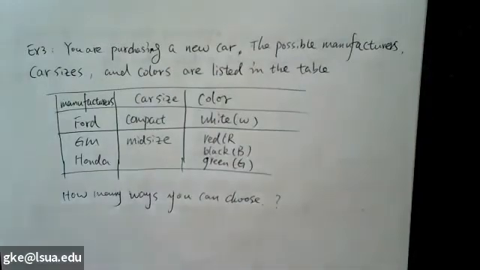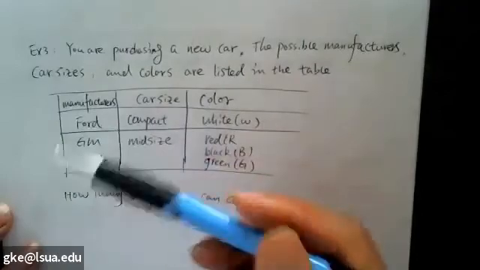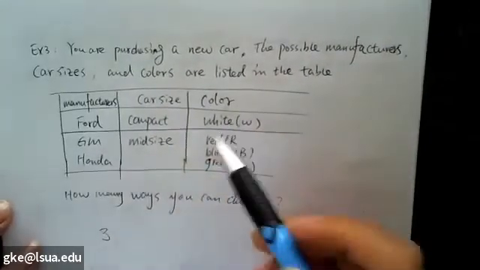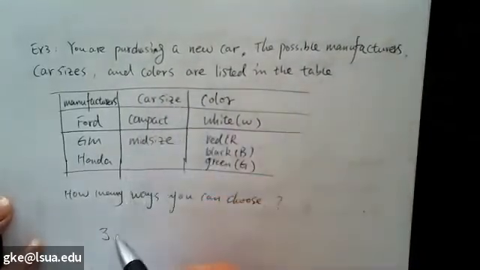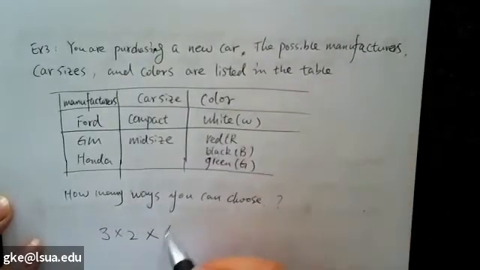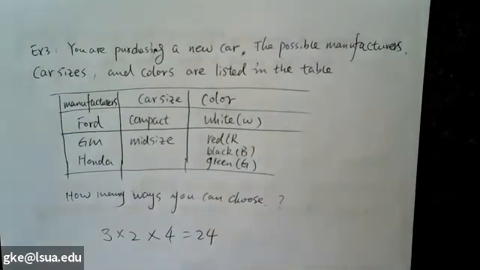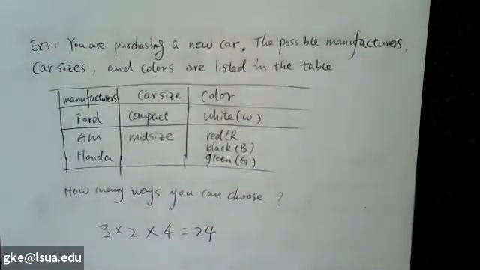Okay. So possibility for the manufacturer is 3. You have 3 choices. How many choices for the car size? 2 choices. How many choices for the colors? 4. Right? That's the fundamental counting principle. So you multiply all the ways. That means the choices. Multiply all the choices. And then you're going to get the total number.